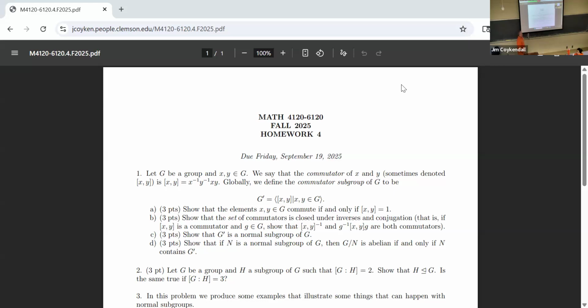Show that G prime is a normal subgroup of G, and I'm going to tell you what a normal subgroup is here in a minute. And show that if N is a normal subgroup of G, then G mod N is abelian if and only if N contains the commutator subgroup.